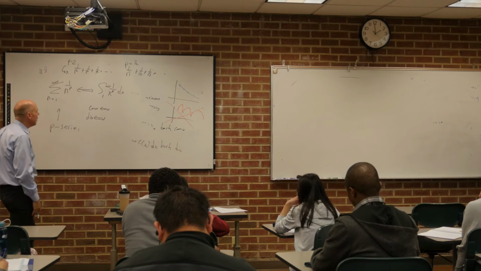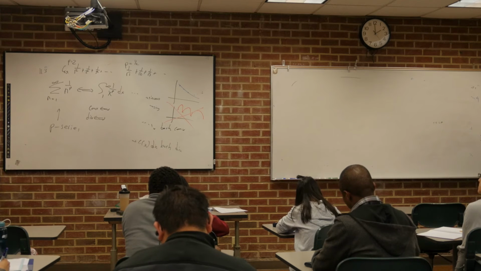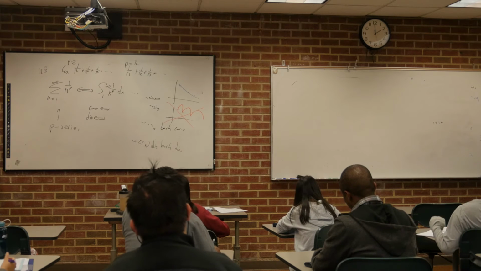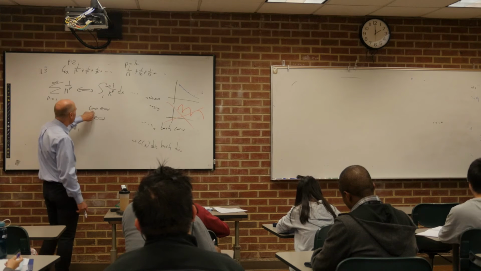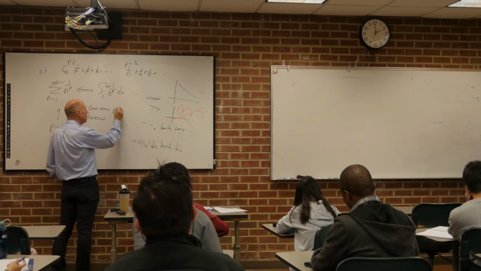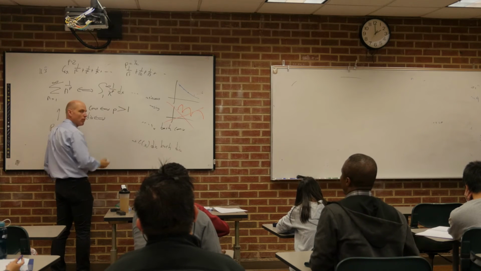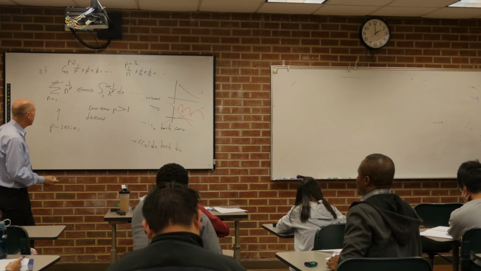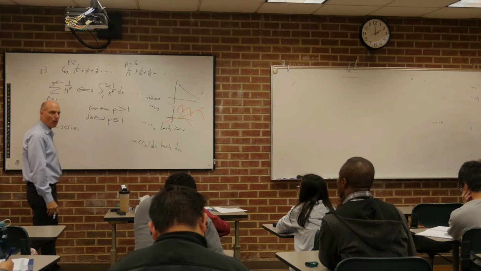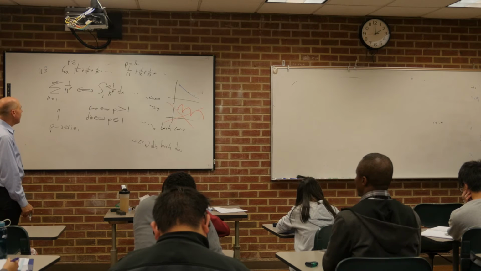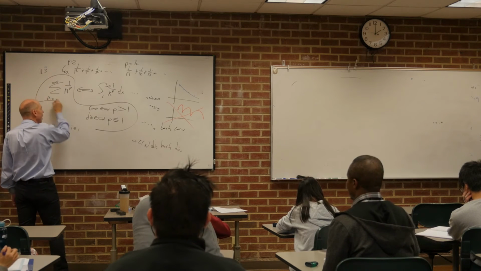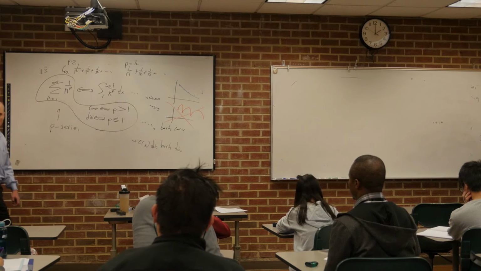Some values of p are going to correspond to convergence, and some values of p are going to correspond to divergence. So for the integral, which p's converge? P bigger than 1? And divergent is when p is less than or equal to 1. So by the integral test, these same conditions apply to p series.